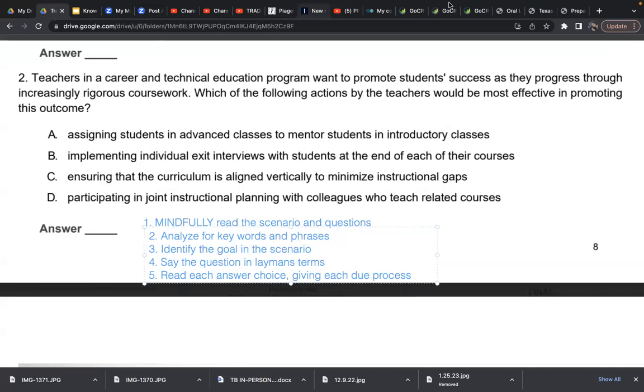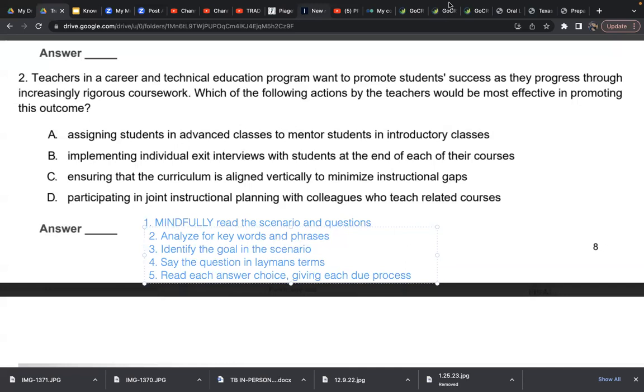We have teachers in a career and technical education program who want to promote student success as they progress through increasingly rigorous coursework. Which of the following actions by the teacher could be most effective in promoting this outcome? So let's begin. We read mindfully the scenario and question, and now we need to analyze for keywords and phrases and identify the goal. So what is the goal here? What are we doing, and what keywords and phrases should we pay attention to?